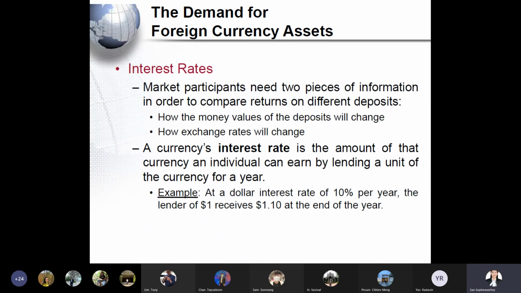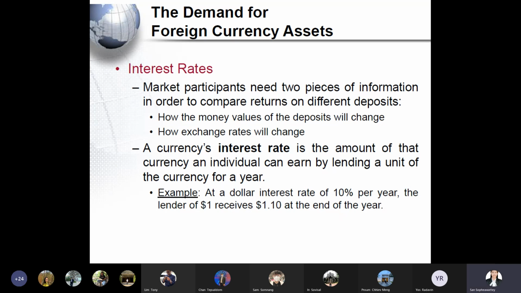Then we consider the interest rate as well. The market participants need two pieces of information in order to compare the returns on different deposits: how the money value of the deposit will change, and how the exchange rate will change. The currency interest rate is the amount of that currency an individual can earn by lending a unit of currency for a year. For example, at a dollar interest rate of 10% per year, the lender of $1 is still owed $1.10 at the end of the year. So this is the meaning of the interest rate of a currency.